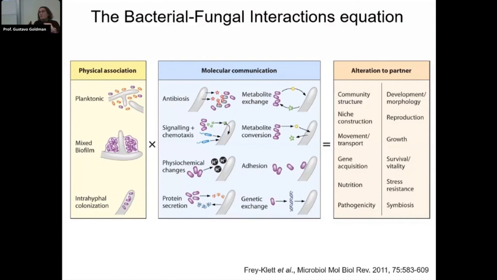And then, of course, this causes a lot of alterations to the partners and can change the community structure, can impact niche construction, can help movement and transport. Some bacteria can be transported through fungal mycelia by what is called the hyphae highway. And then we can have gene acquisition, and nutrition, pathogenicity, many things related to development and morphology, reproduction, sometimes growth, stress resistance, survival, symbiosis. There are a lot of interactions that can happen from both partners.